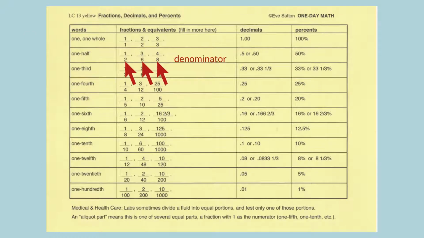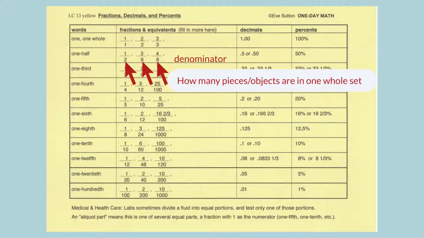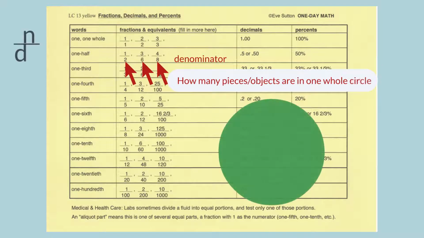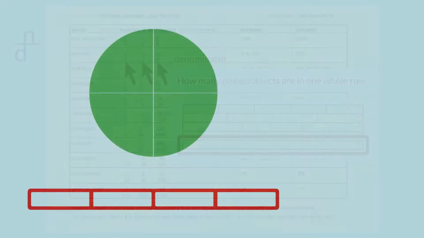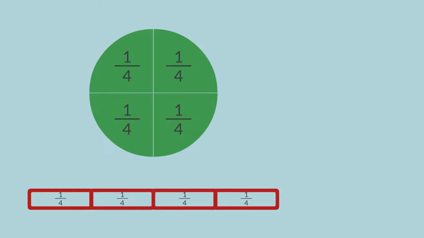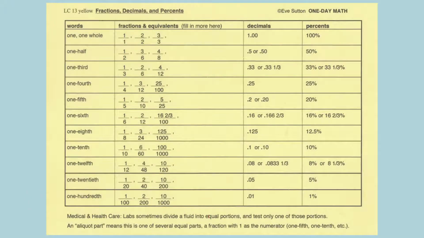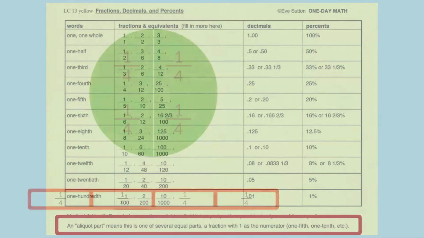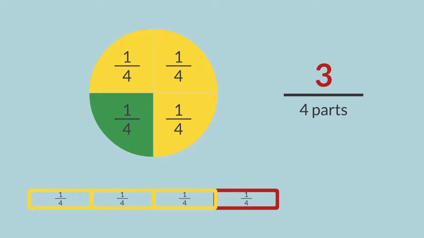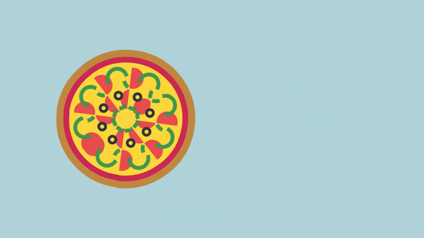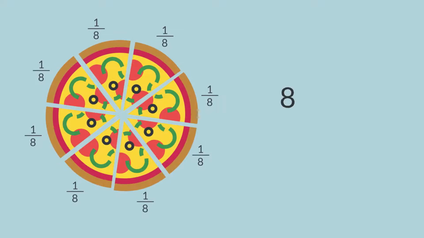The denominator shows how many pieces or objects are in one whole, meaning one whole set, or one whole circle, or one whole row of the brick wall. The pieces are always equal in size, known as aliquot parts. The numerator shows how many of these pieces are being counted. If one pizza is cut into 8 equal slices, you will have 8/8.